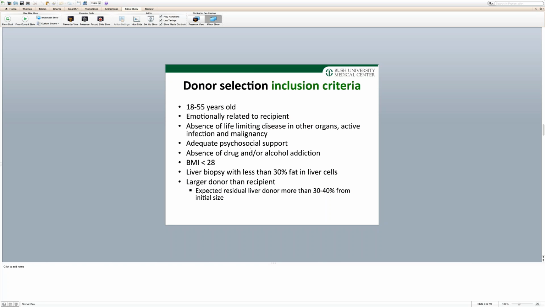Potential donor should have a relatively normal body mass index. That means they don't have to be overweight or obese. And if a liver biopsy is performed in this patient, they do not have to have a significant amount of fat in the liver cells, and in this way to assure appropriate function of this piece of the liver in the recipient. Also, usually the ideal donor should be larger than the recipient. So in this way, the expected residual liver donor has to be more than 30–40% of the initial size of the liver.